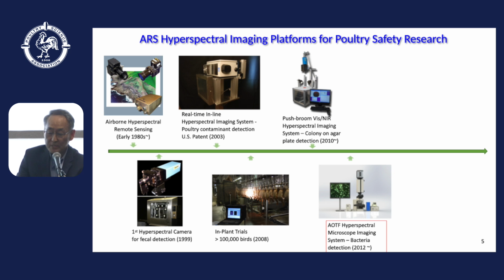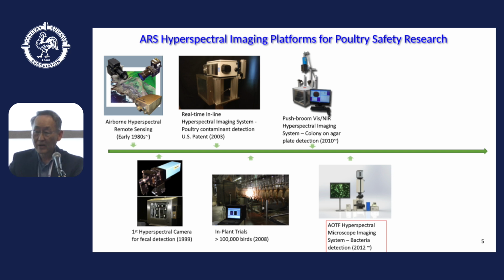Actually, we tested our system in a poultry processing plant in South Georgia, and we tested over 100,000 birds, and it's quite high accuracy. We got almost 90% detection. That was still the multispectral system at that time, but we have already made the real-time hyperspectral system. It is ready to go, and we still keep validating that system in the future.